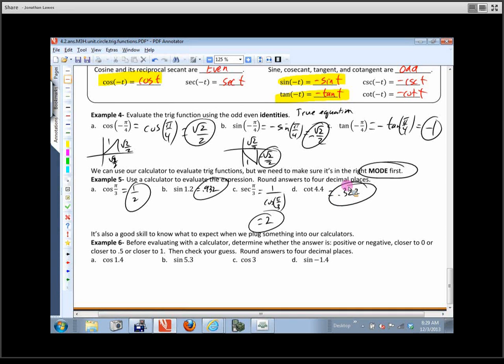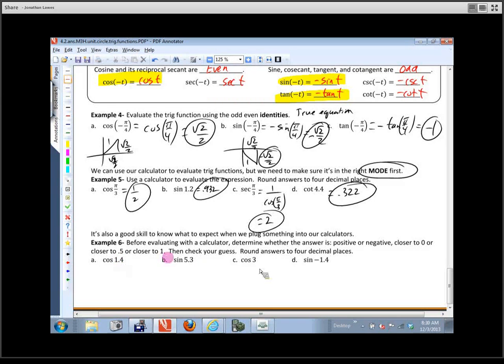Okay, now, last thing in this section, the calculators are really cool. They'll help you do a bunch of stuff. But it's really a good idea to be able to estimate what your answer ought to be, so you know whether or not maybe you typed something in wrong, or maybe you're in the wrong mode or something like that. So we're going to figure out roughly what we expect the answer to be if we're going to do the cosine of 1.4.